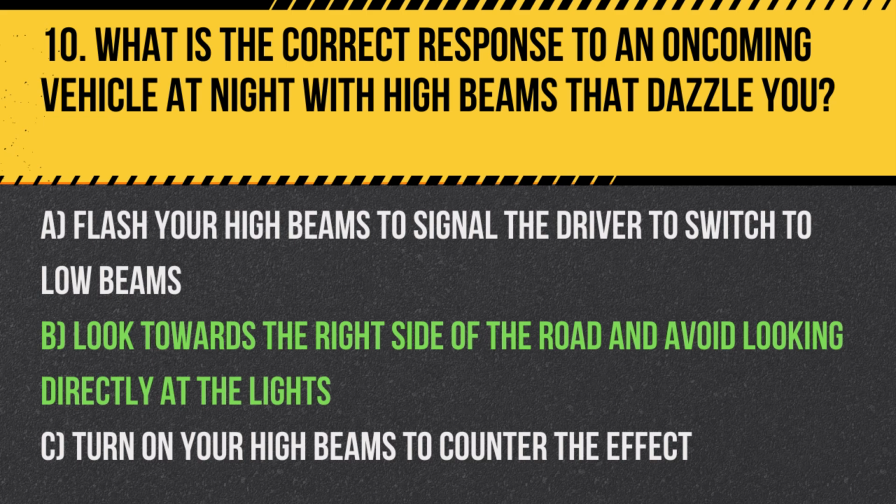Answer: B. Look towards the right side of the road and avoid looking directly at the lights. This helps avoid being blinded while maintaining visibility of the road.